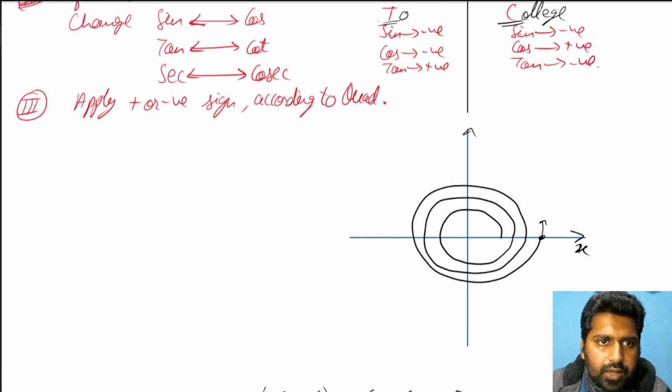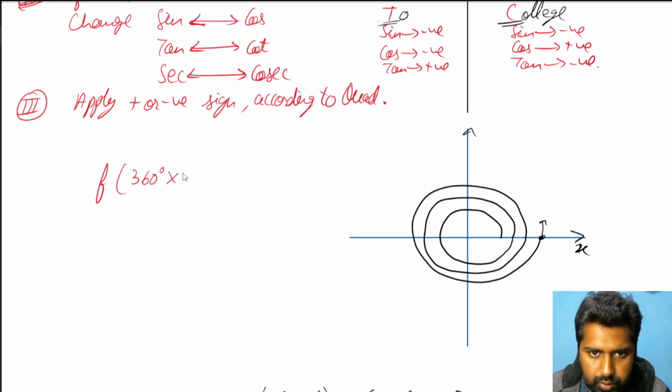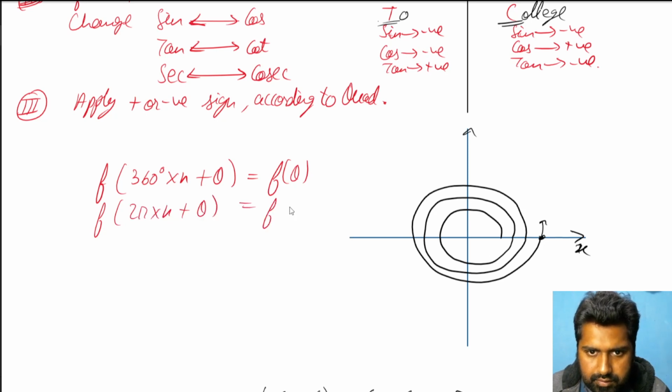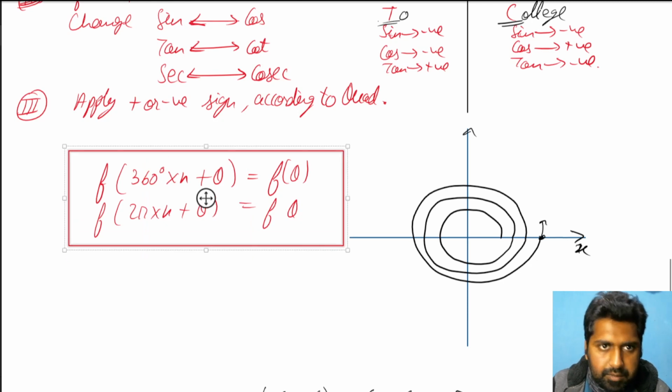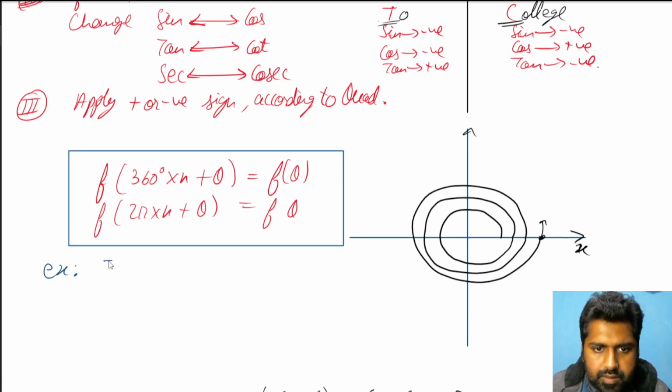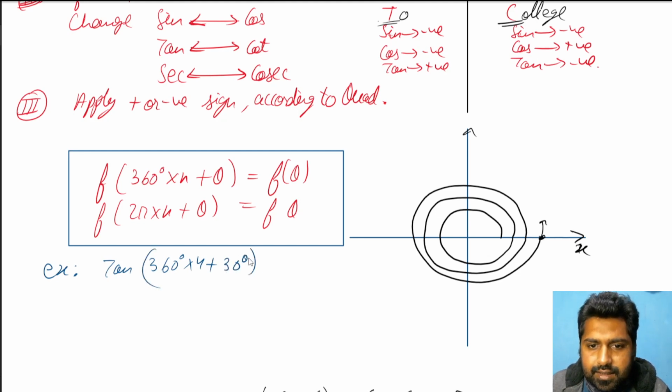So the general rule I'll say here is f of 360 degree into n plus theta is f of theta, or f of 2 pi into n plus theta is f of theta. Now what is this f? This f is for any trigonometric function. That means suppose tan of 360 degree into 4 plus, let's say, 30 degrees there. Suppose you can express any angle like this, 360 degree into 4. That means after 4 revolutions, again you move 30 degree. So that becomes tan 30 degree.